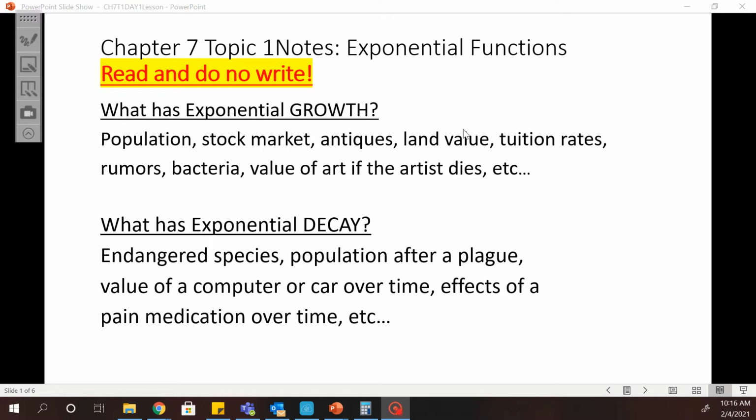Okay, today we will be looking at how to... this is the beginning of chapter 7. This will be the first topic. This is a 2-day topic. We'll be looking at how to graph exponential functions.